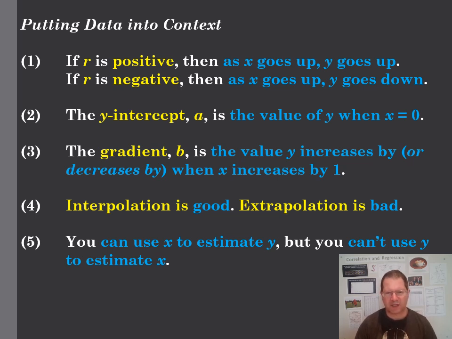Number 2, the y-intercept A is the value of y when x is 0. So whatever x represents, if there was none of it, then the value of y would be the value you get then. Number 3, the gradient B is the value that y increases or decreases by when x increases by 1. So that'll basically be for every extra year of age, we would expect the Dubrex gland to be lengthened by a certain amount.